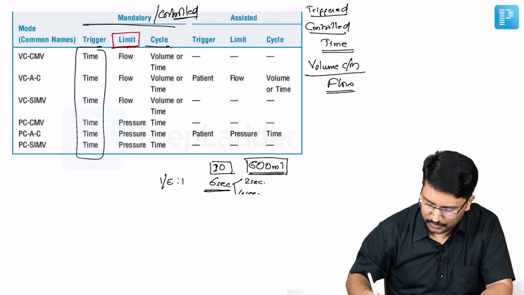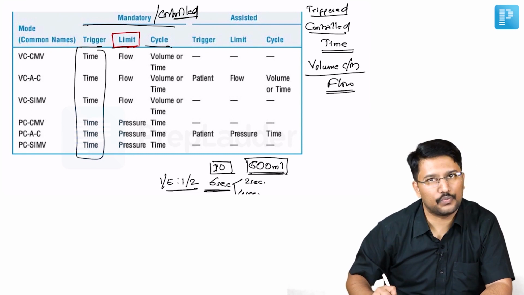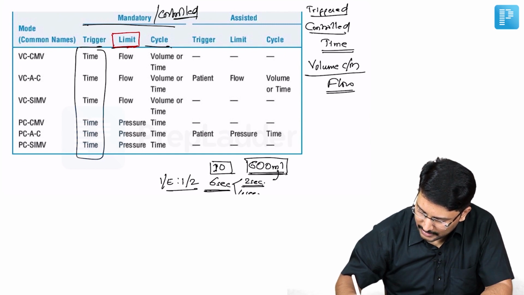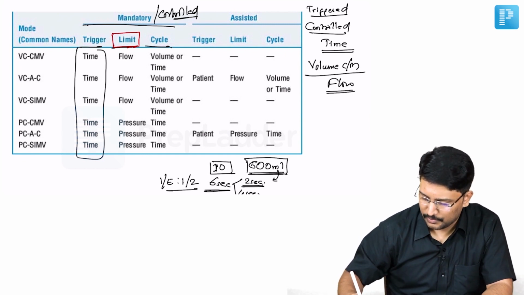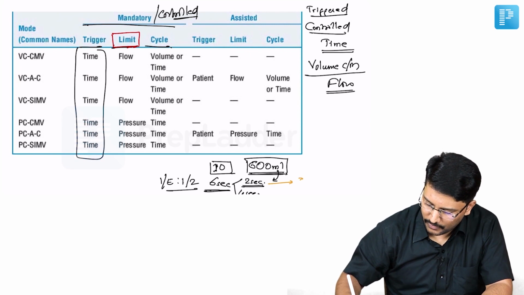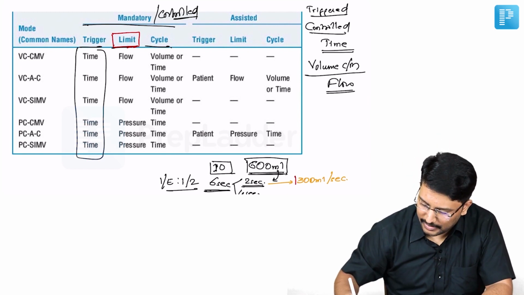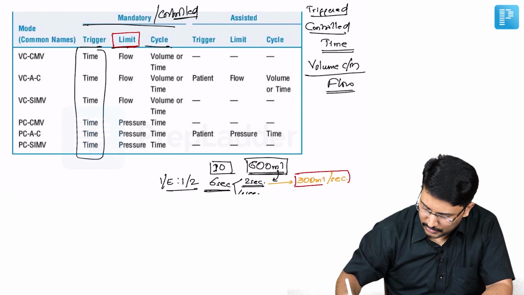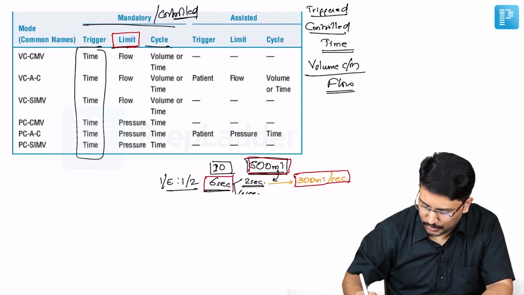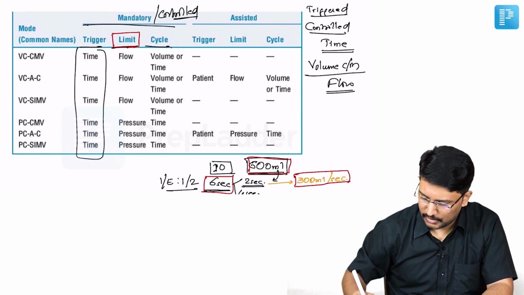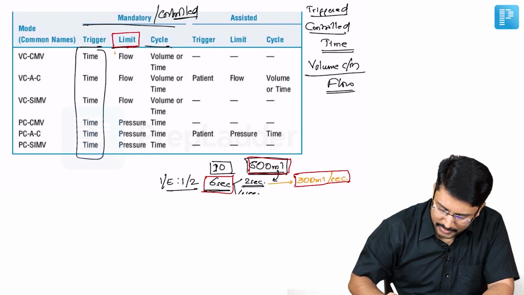Out of that, 2 seconds is for inspiration and 4 seconds is for expiration if we are following an inspiration expiration ratio of 1:2. So if we have to deliver this 600 ml of tidal volume during these 2 seconds, that means we have a flow rate of 300 ml per second. So we can arrive at a fixed flow rate to deliver this fixed tidal volume in the fixed duration of time. Thus flow becomes a limit.